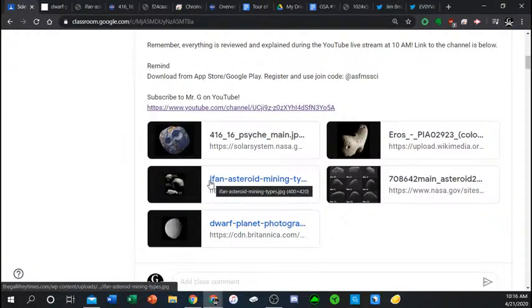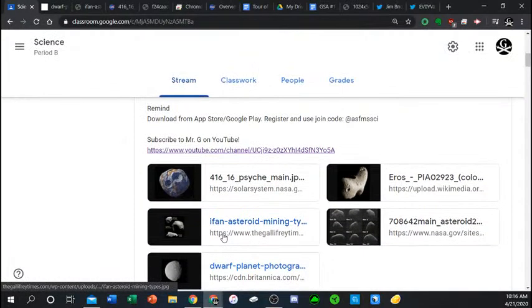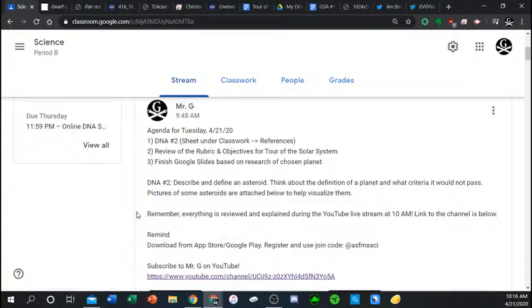So, those are all asteroids. One of them is technically a dwarf planet. Can you define an asteroid now? It's not aliens. It's never aliens.